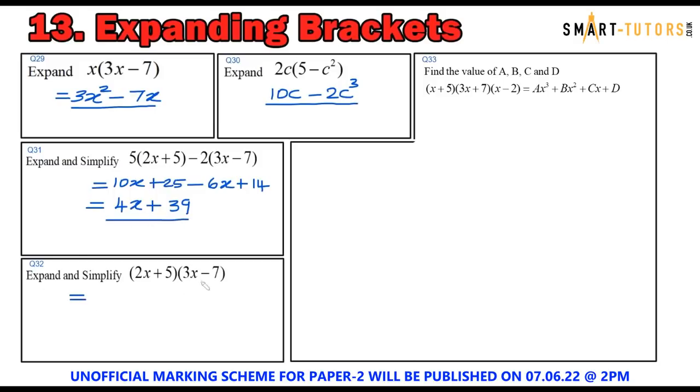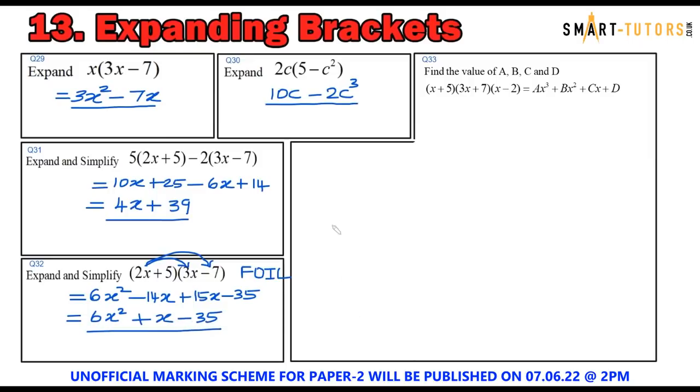Expanding double brackets, we are using a method called FOIL: first, out, inside, last. First, so that means 2x times 3x is 6x squared. Out, 2x times minus 7 is minus 14x, and then plus 5 times 3x is 15x, and minus 5 times 7 is 35, and 6x squared plus 1x minus 35, that is the double bracket answer.